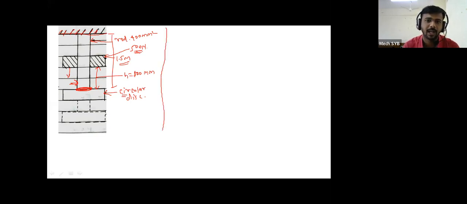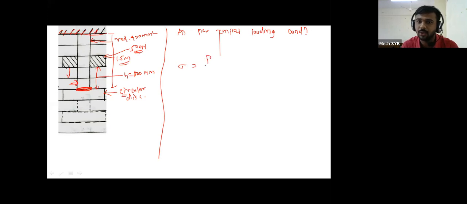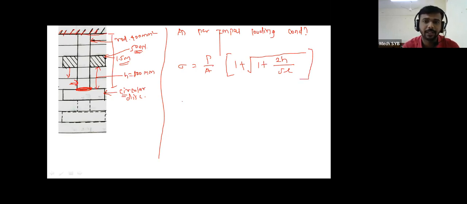So what I will do now, as per the impact loading condition, what is our formula for the stress calculation? Sigma is equal to P upon A in square bracket 1 plus square root of 1 plus 2H upon delta L. Okay, so this is the formula for the impact loading condition.